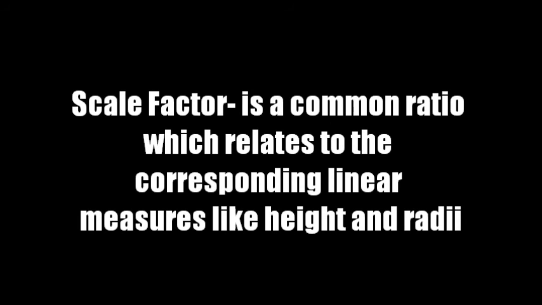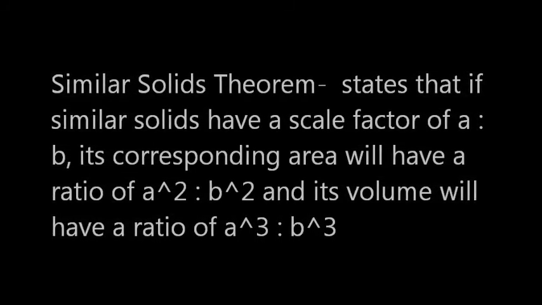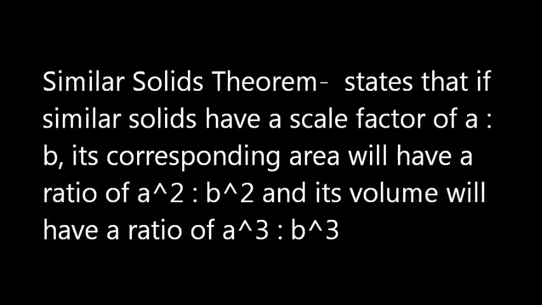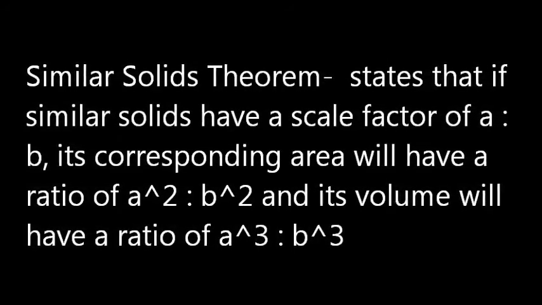11.9 Explore similar solids. Two solids are similar if they are the same type of solid with equal ratios of corresponding linear measurements like height and radii. The common ratio is known as the scale factor. The similar solids theorem states that if similar solids have a scale factor of a to b, their corresponding areas will have a ratio of a squared to b squared, and their volumes will have a ratio of a cubed to b cubed.